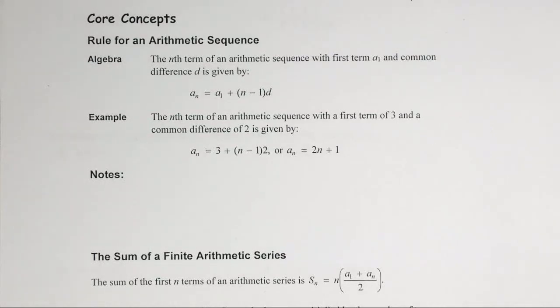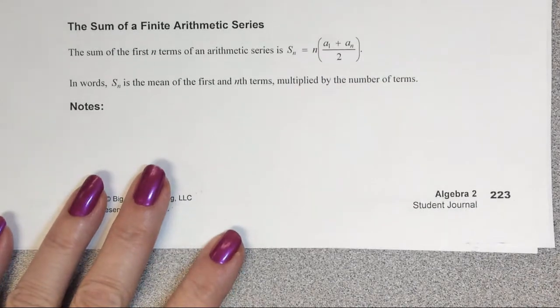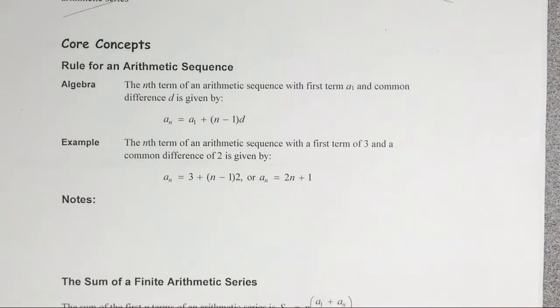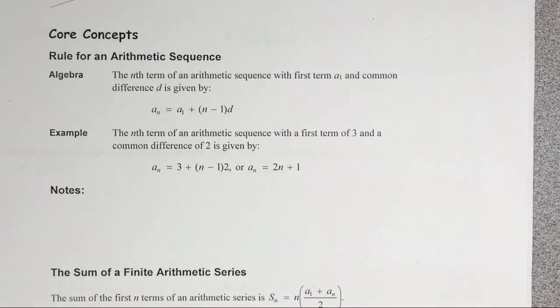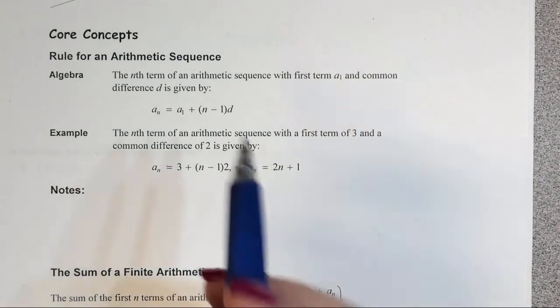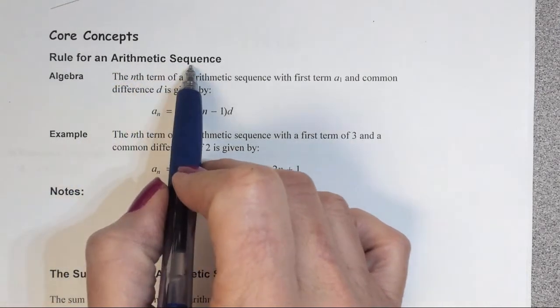Guys, this is section 8.2 in your planner, in your student journal. We're looking at page 223. So what we're looking at today is a specific kind of sequence. Yesterday, the sequences we looked at could be anything. They could have been arithmetic, they could have been geometric, they could have been where we're actually squaring each one of the individual terms. So we had a lot of different types of sequences yesterday. Today we're narrowing it down to just arithmetic.